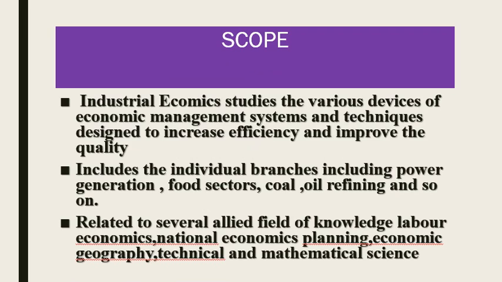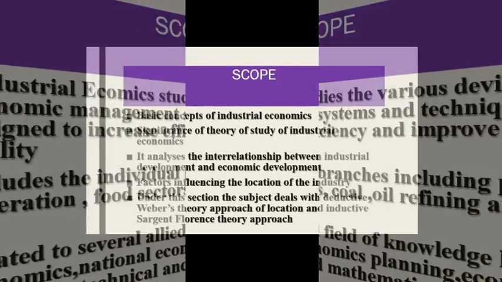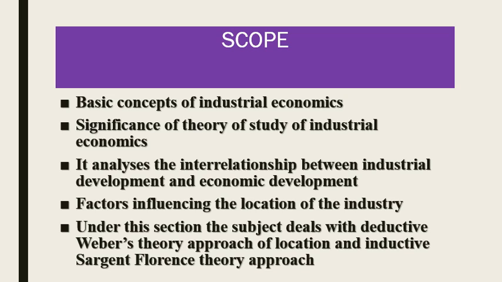Industrial economics studies the various devices, information management systems and techniques which are designed to increase efficiency and improve quality. It includes individual branches including power generation, the food sector, coal, oil refining and so on. It is also related to several allied fields of knowledge: labor economics, national economics, planning, economic geography, and technical and mathematical science. So the boundary of industrial economics includes the basic concepts of industrial economics, and it signifies the theory of study of how we should manage the firm and industry.